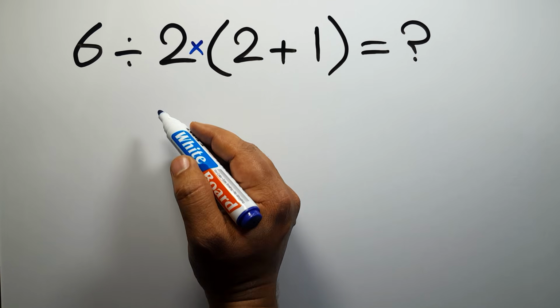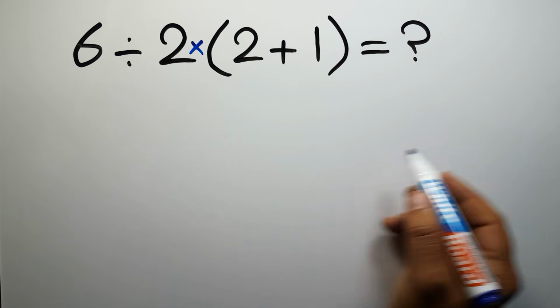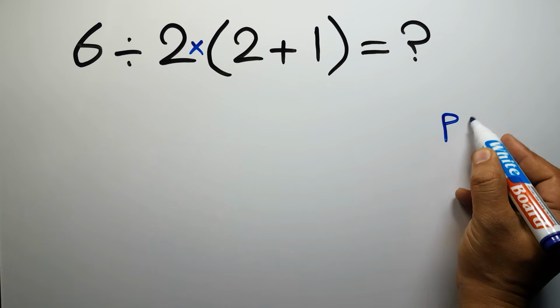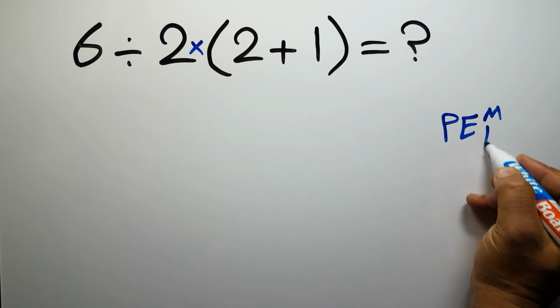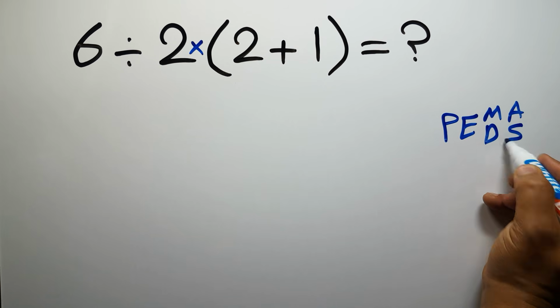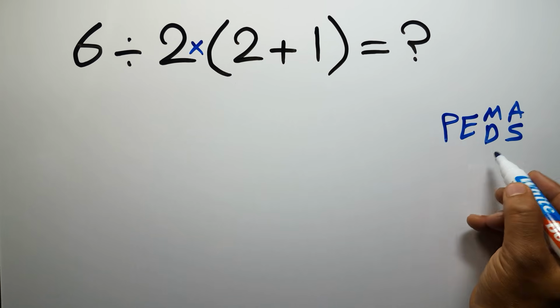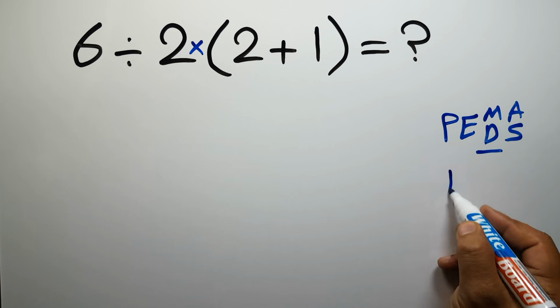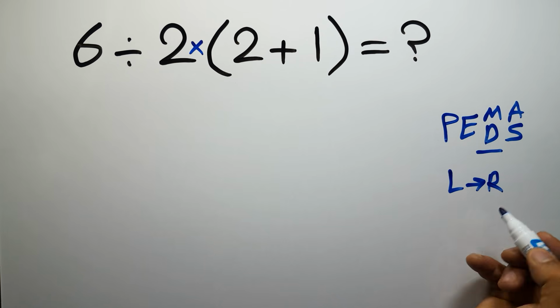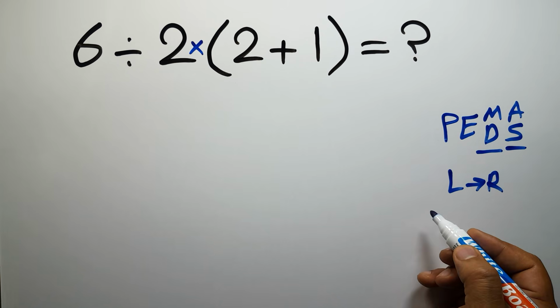Okay? Now, according to the order of operations, first we have to do parentheses, then exponents, then multiplication or division, and finally addition or subtraction. Remember that multiplication and division have equal priority and we have to work from left to right. And the same applies to addition and subtraction.